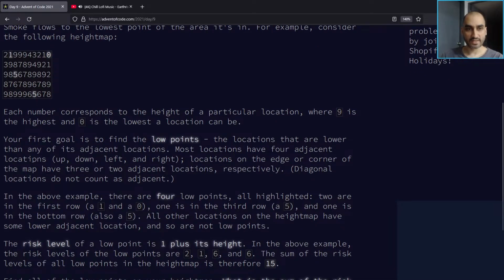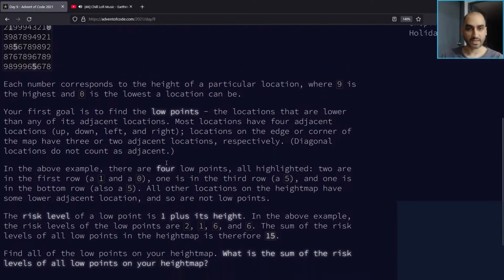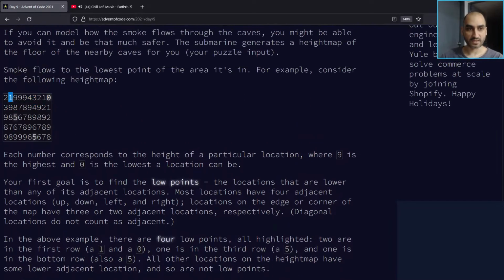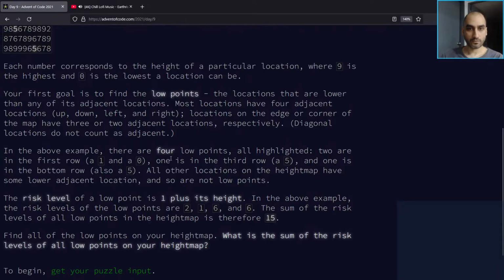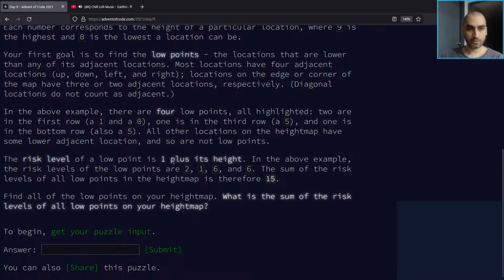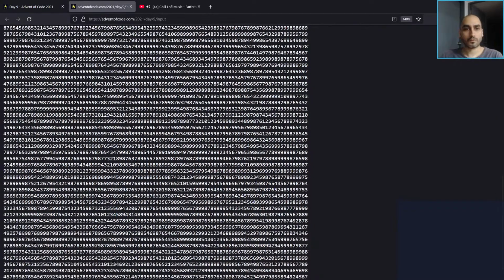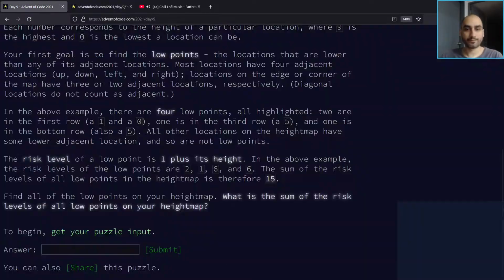Most locations have 4 adjacent locations. Locations on the edge or corner of the map are 3 or 2, respectively. Okay, so we need a neighbor function. And then a trough is basically something which is strictly lower than all of its neighbors. Strictly lower, not lower or equal to. Yeah. So therefore the risk level of a low point is 1 plus its height. Okay. That's alright to start with.